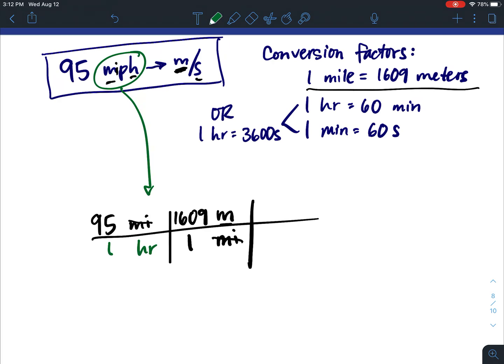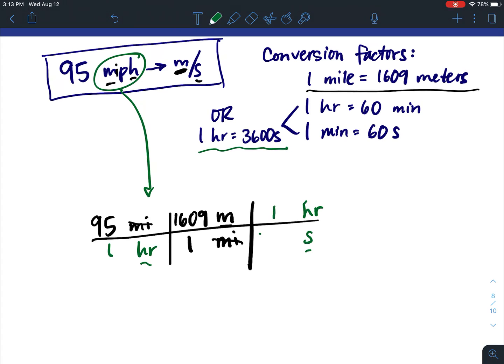Now I'm going to ignore everything in black writing and I'm going to look at converting the hours, so the green writing now. So I have 1 hour on the bottom here. So in order to cancel it, I'm going to put it on the top. And then I want seconds ultimately. You can actually go to minutes down here if you want and then make yourself another box. But I'm going to go straight from hours to seconds because I have this conversion here that tells me in 1 hour I have 3,600 seconds.